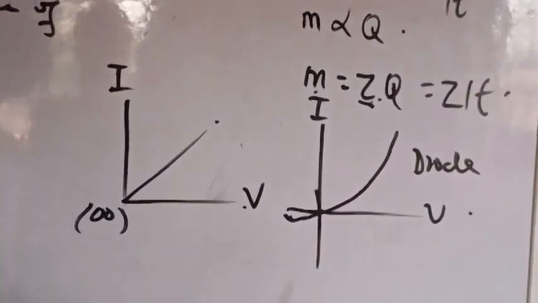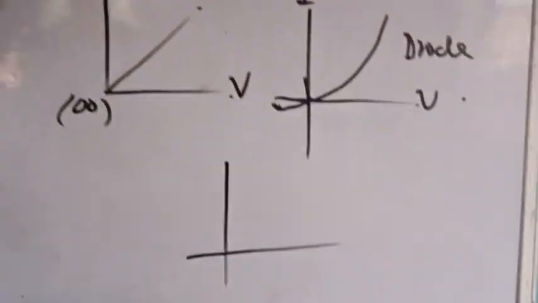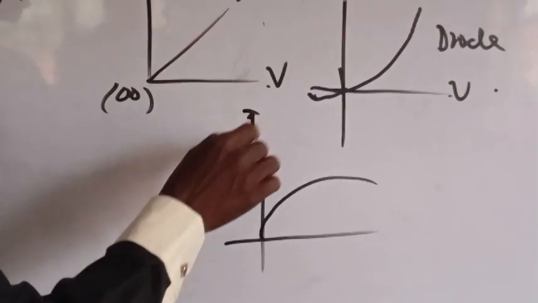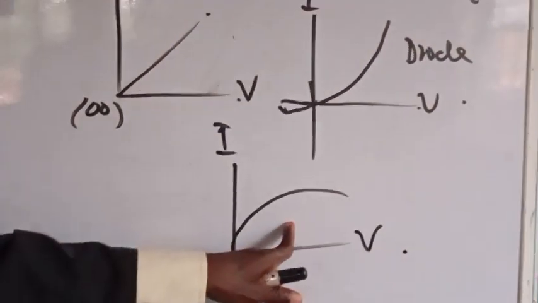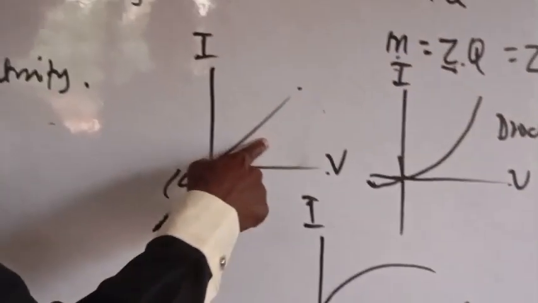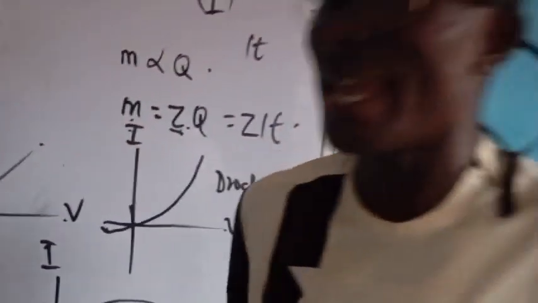You see now? Current and voltage. But look at transistor. Transistor is not this. When you come to transistor, it's not something like this. Here is current and here is voltage. This is the transistor. So these two are for non-ohmic conductors, while this one is for ohmic conductor.